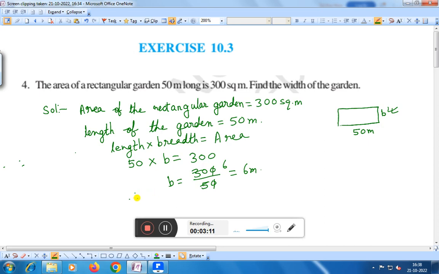Therefore, breadth means width. Therefore width of the garden is equal to 6 meter. This is the solution of question number 4.